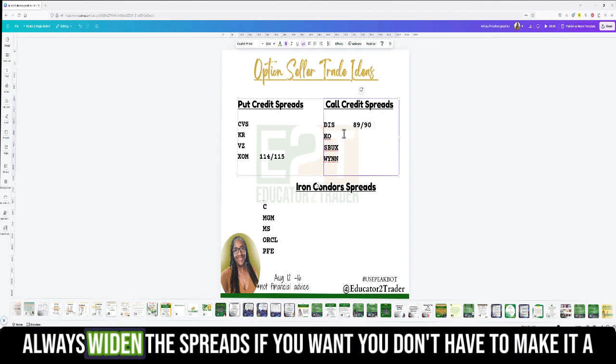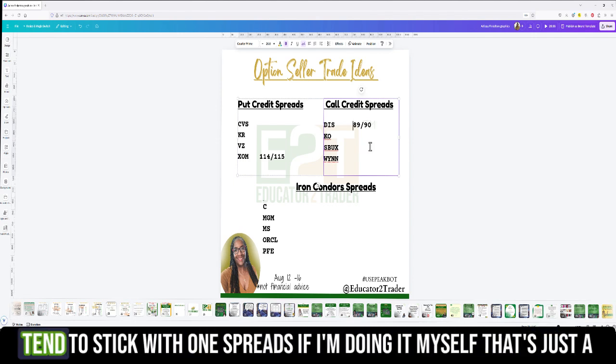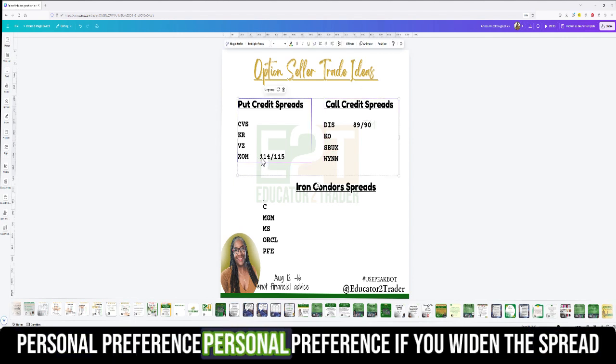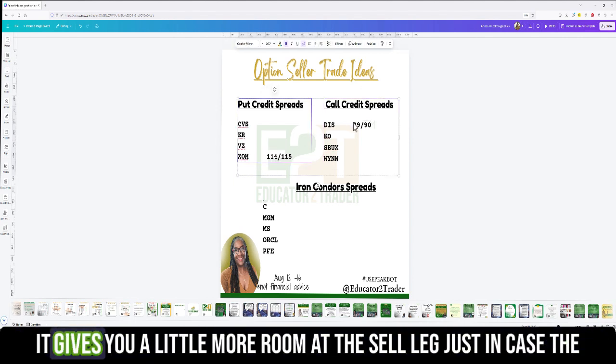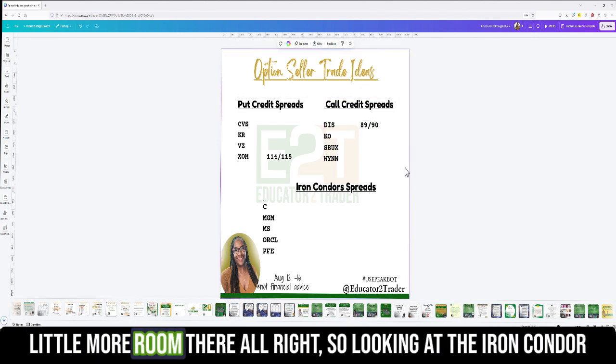Now you can always widen these spreads if you want. You don't have to make it a one spread. You can widen the spreads if you'd like. I usually just tend to stick with one spread if I'm doing it myself. That's just a personal preference. If you widen the spread, it gives you a little more room at the sell leg, just in case the price starts to come into it and it starts to breach. You have a little more room there.